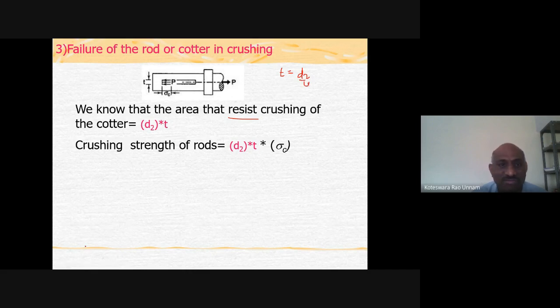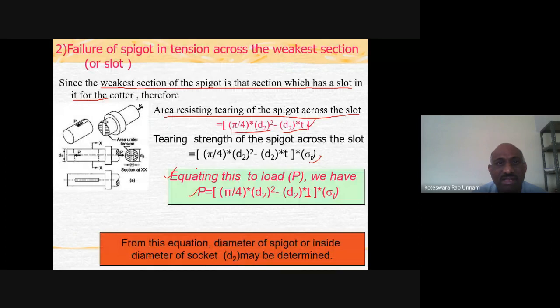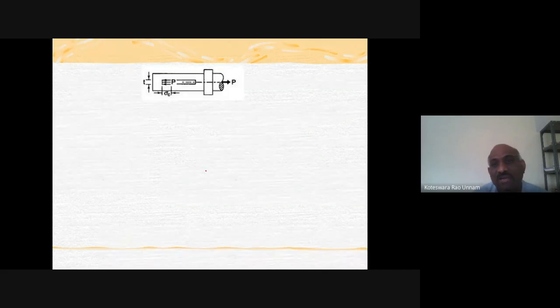The d2 value. Or else you can use another failure theory, that is not only tensile failure. Here we are considering only the tensile failure, that means the rod has failed. But you have crushing also, because you are inserting a cotter here. So there may be a bearing stress here. You need to consider that bearing stress also, to specify whether this cotter or this spigot is able to withstand that bearing load or not.